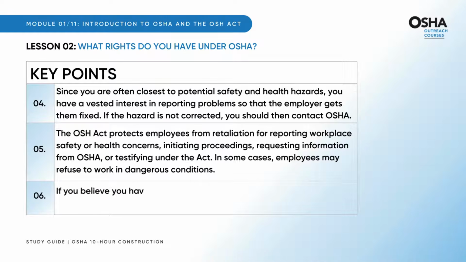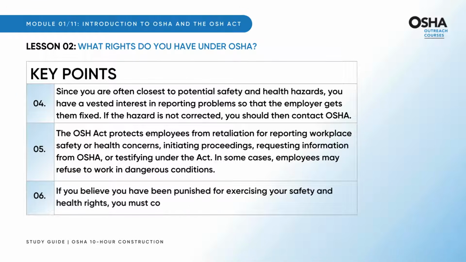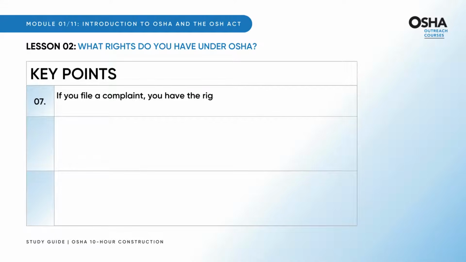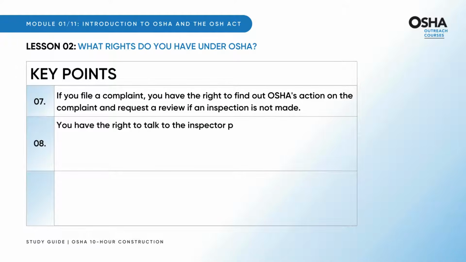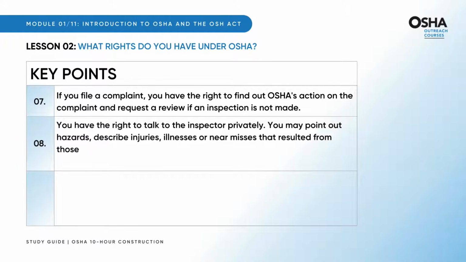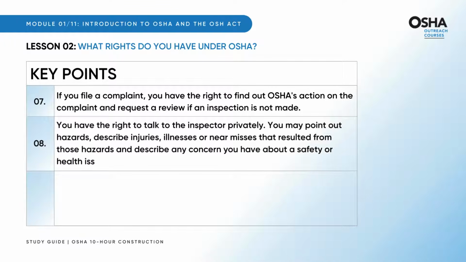If you believe you have been punished for exercising your safety and health rights, you must contact OSHA within 30 days. If you file a complaint, you have the right to find out OSHA's action on the complaint and request a review if an inspection is not made. You have the right to talk to the inspector privately. You may point out hazards, describe injuries, illnesses, or near misses that resulted from those hazards, and describe any concern you have about a safety or health issue.